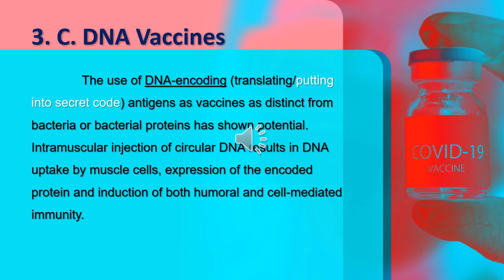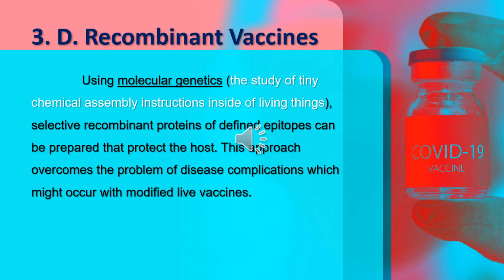The third one in the antigen category is DNA vaccines. The use of DNA encoding antigens as vaccines, as distinct from bacteria or bacterial proteins, has shown potential. Intramuscular injection of circular DNA results in DNA uptake by muscle cells, expression of the encoded protein, and induction of both humoral and cell-mediated immunity.